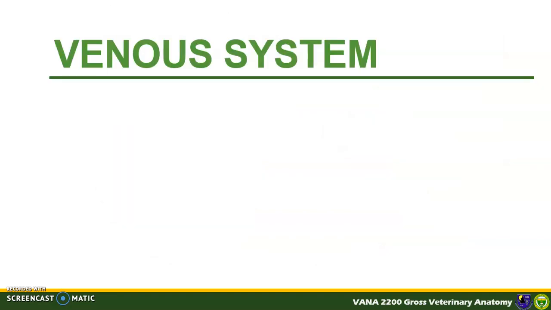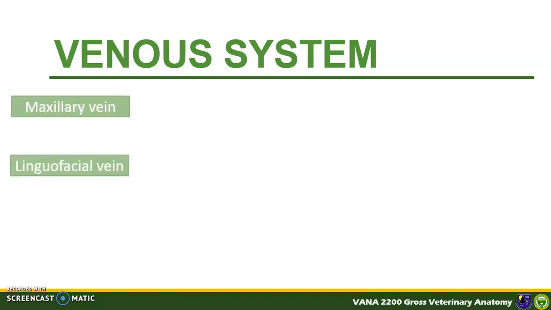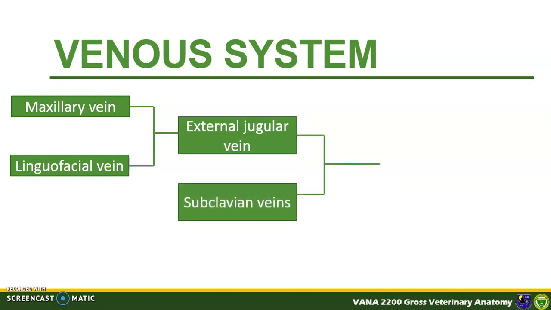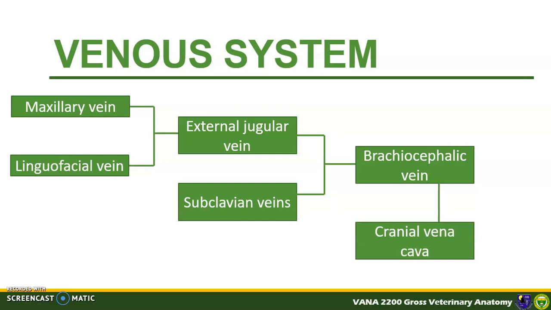After the arterial system, now let us briefly discuss the venous system of the head. In contrast to the arterial system, which supplies their respective organs, the venous system drains the blood from their respective organs. The maxillary and the linguofacial veins join to form the external jugular vein. The external jugular vein and the subclavian veins join to form the brachiocephalic vein. The brachiocephalic veins join to form the cranial vena cava.